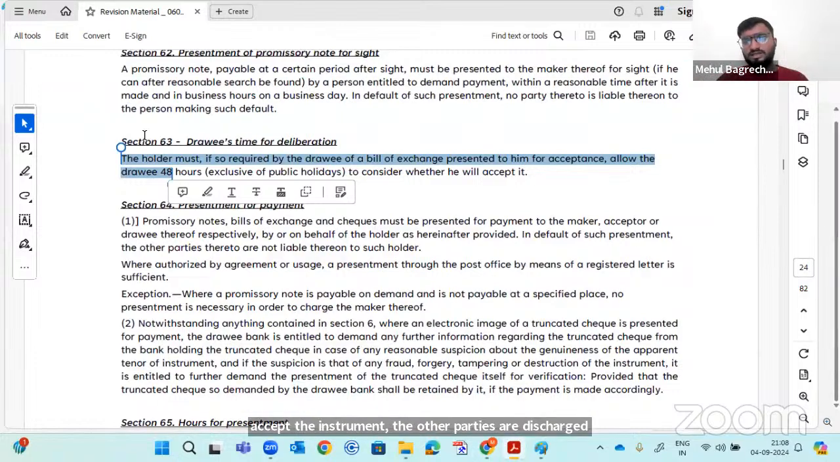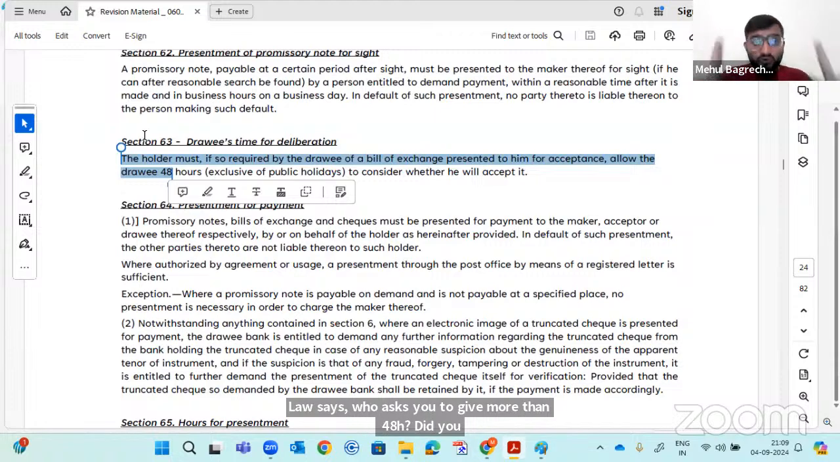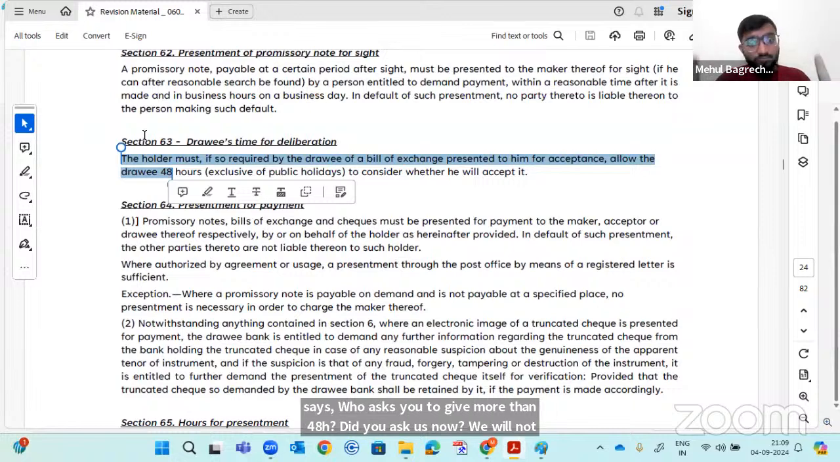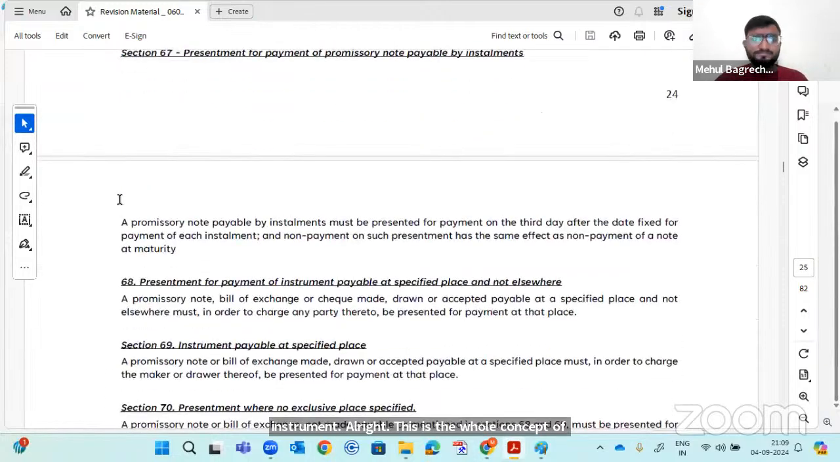For those of you who didn't understand, Punyashri has given an instrument to me. I have given it to Tanushree, Tanushree to Hiranmay, Hiranmay to Mihir, Mihir to Kirtana, Kirtana to Disha. Disha has gone ahead and given it to Ambika to accept it after more than 48 hours. Law says, who asked you to give more than 48 hours? Did you ask us? Answer is no. Now we will not make the payment. You cannot give more than 48 hours to anybody to accept the instrument. This is the whole concept of time for deliberation.